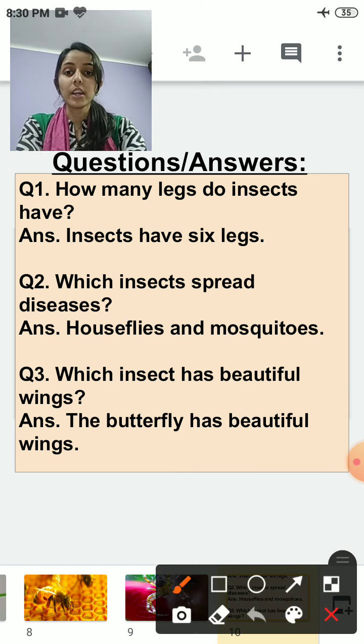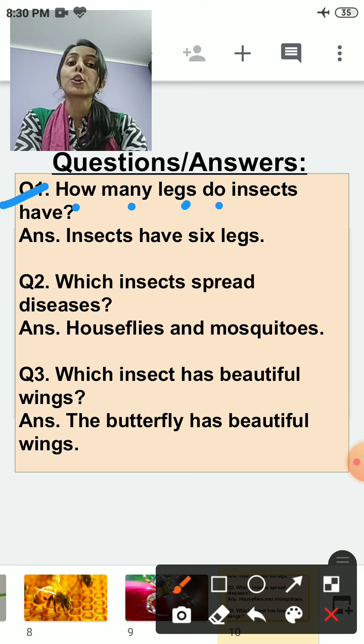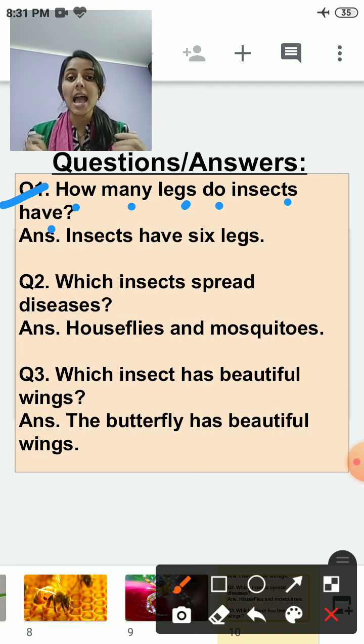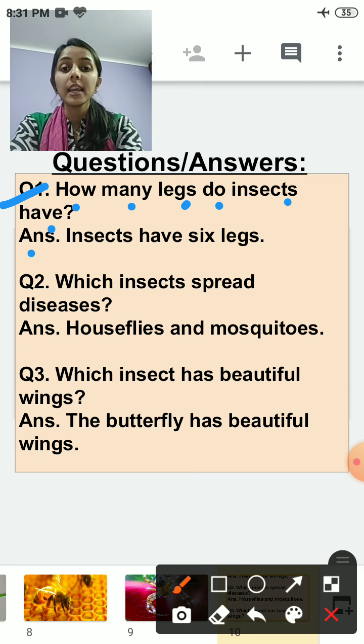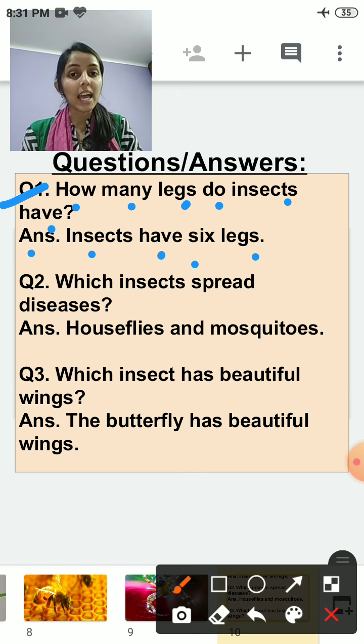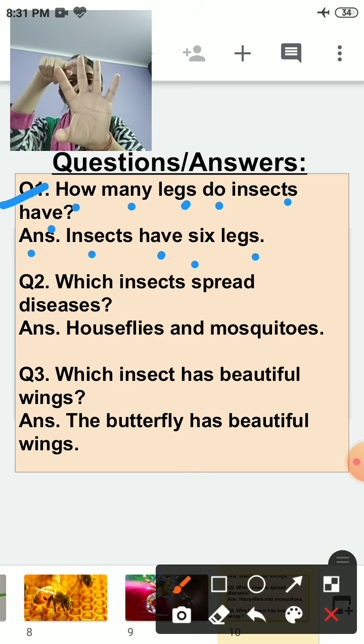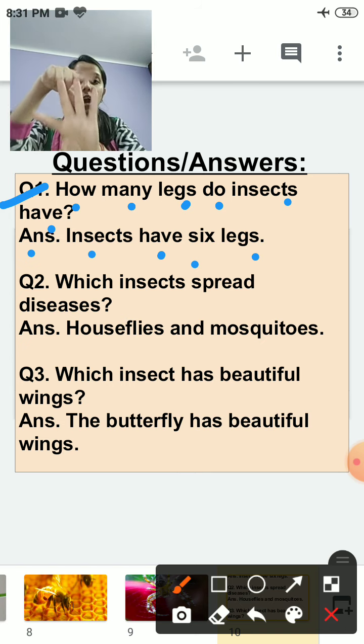Children, first question is, how many legs do insects have? Answer is, insects have 6 legs. 1, 2, 3, 4, 5 and 6. Insects have 6 legs.